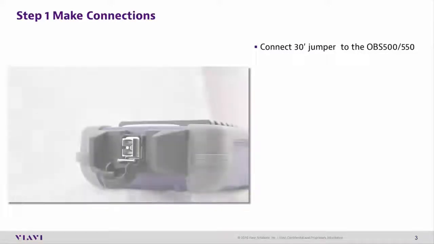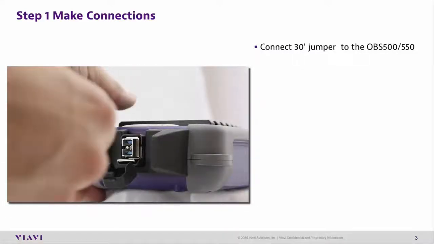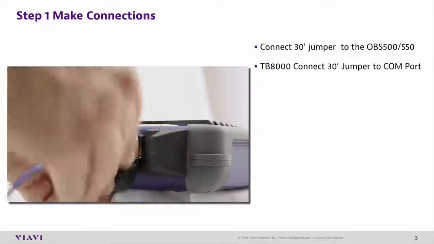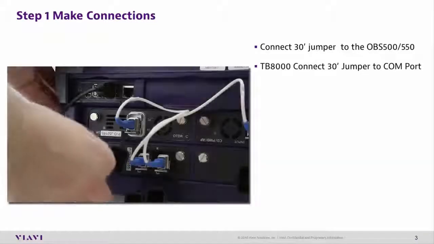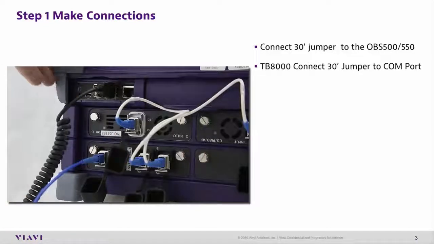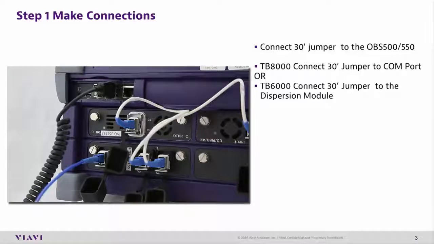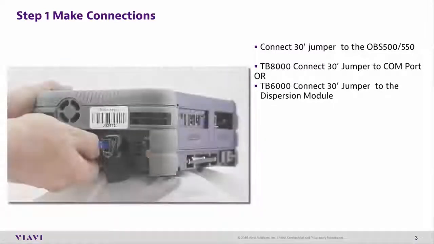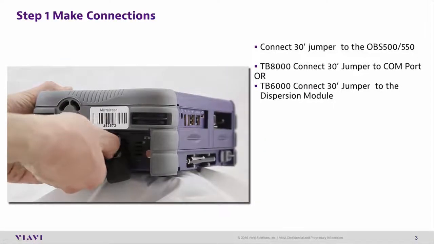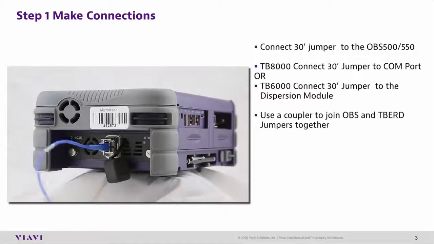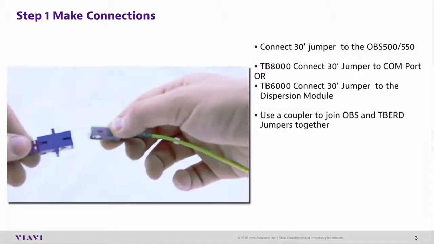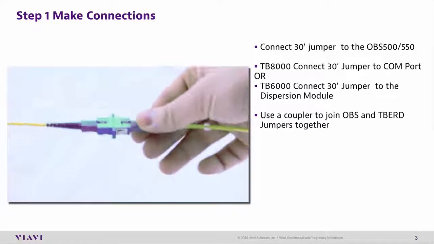Step 1. Making connections. Connect a 30-foot jumper to the OBS. For the T-BERD 8000, connect a 30-foot jumper to the COM port. Or, for a T-BERD 6000, connect a 30-foot jumper to the dispersion module. Use a coupler to join the OBS and T-BERD jumpers together.